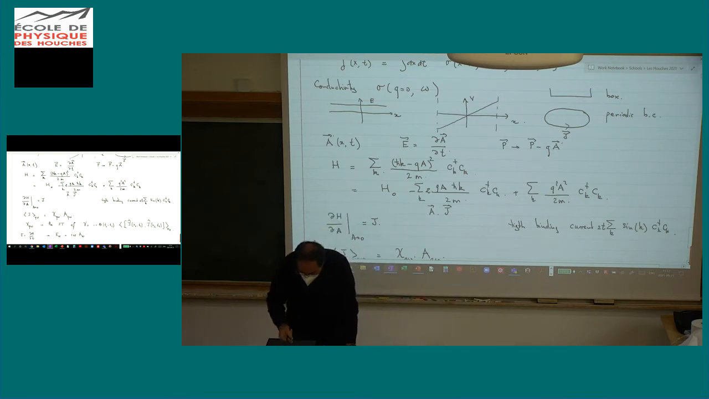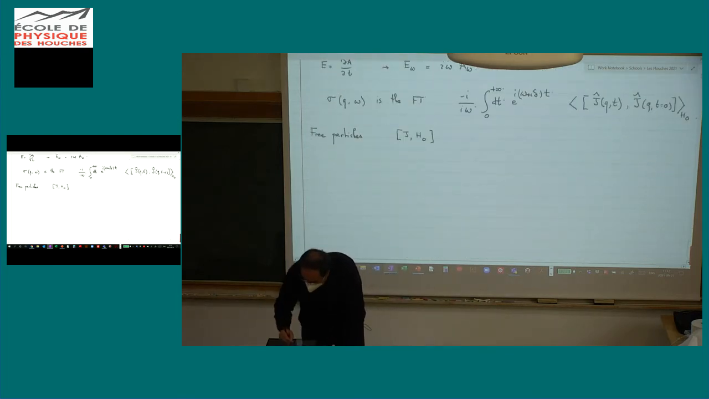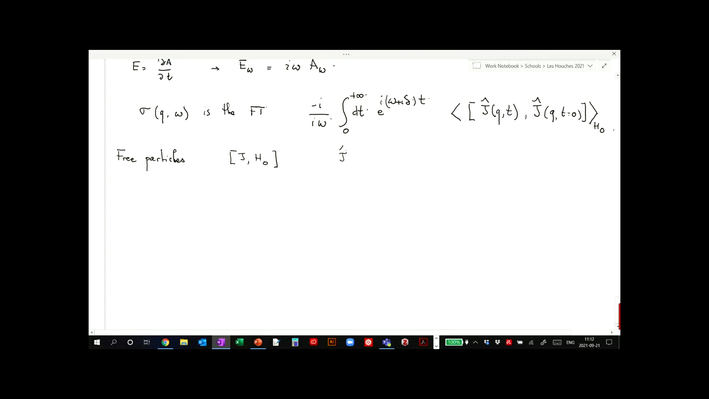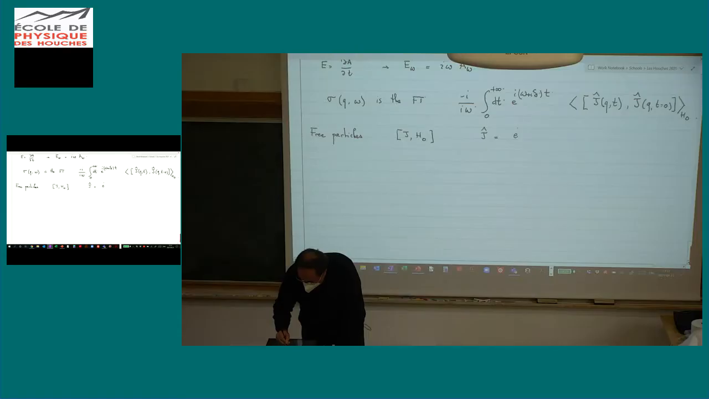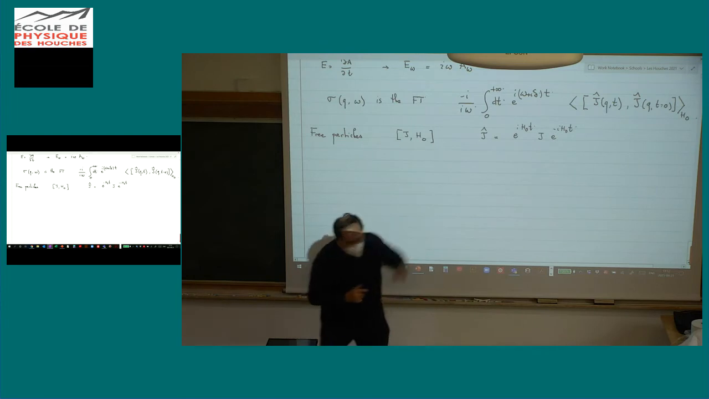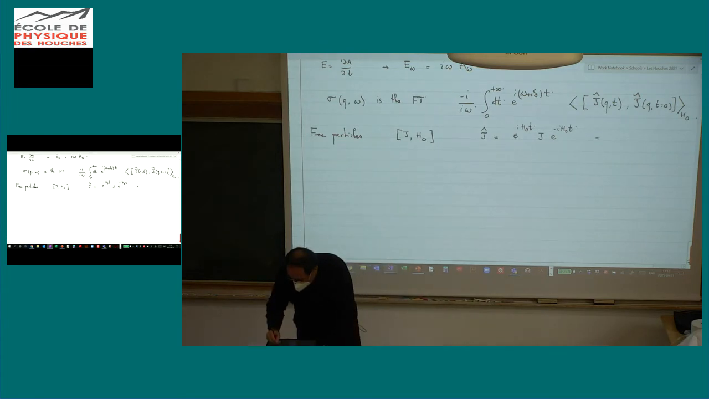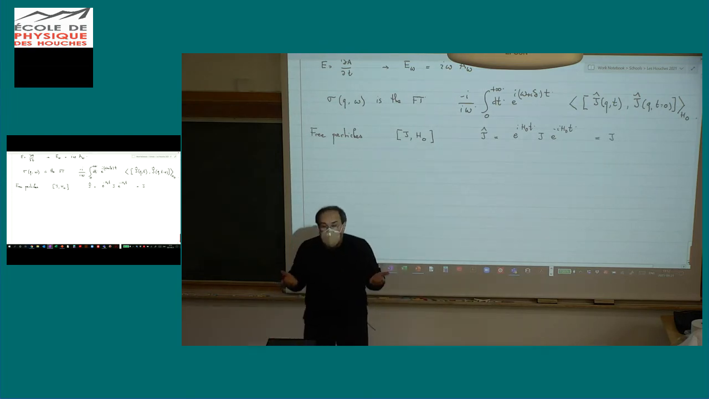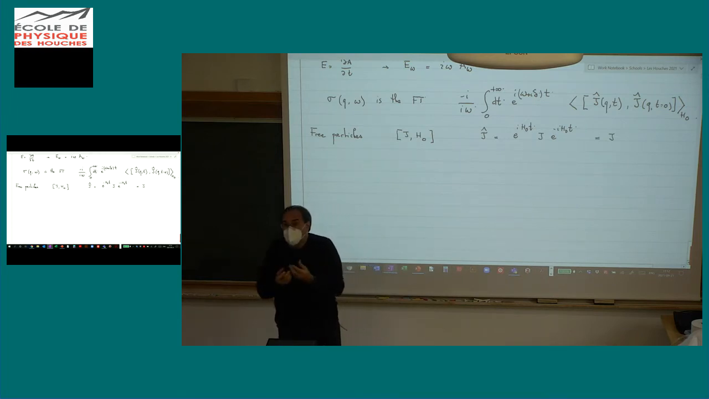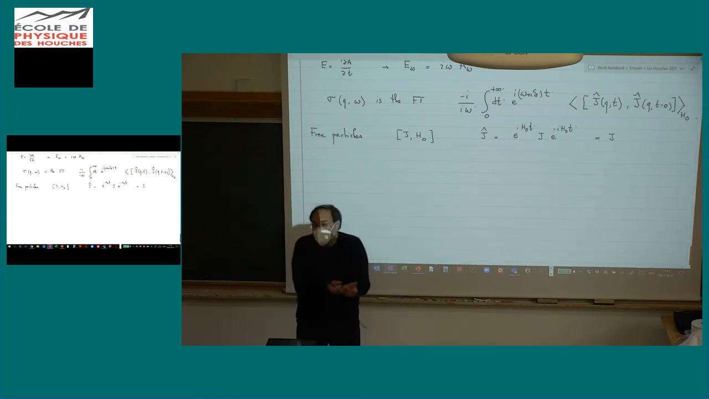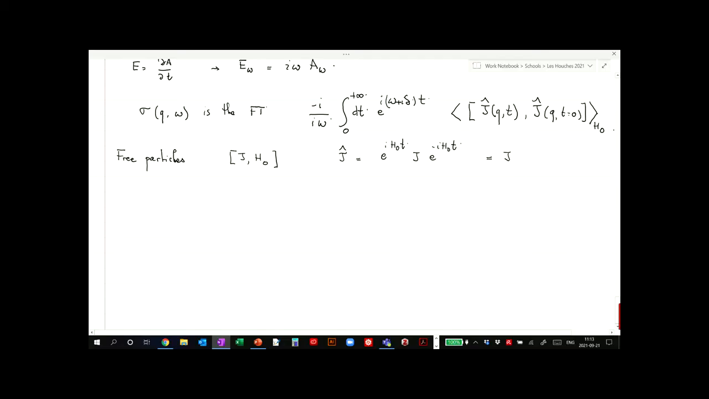So the current commutes with the Hamiltonian, which means that if I look in Heisenberg representation, I have exponential of i H0 t, J, exponential of minus i H0 t. I can make this commute through the current, and this is just J. It doesn't depend on time, which is physical. Again, you say I have a current in Heisenberg representation, it commutes with the Hamiltonian, so it's independent of time.